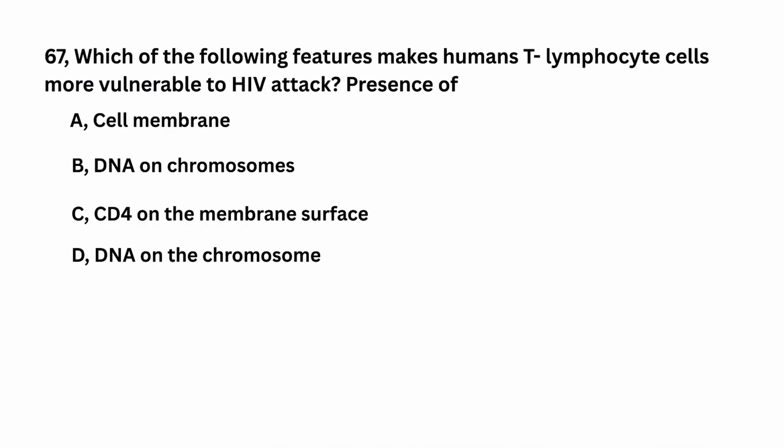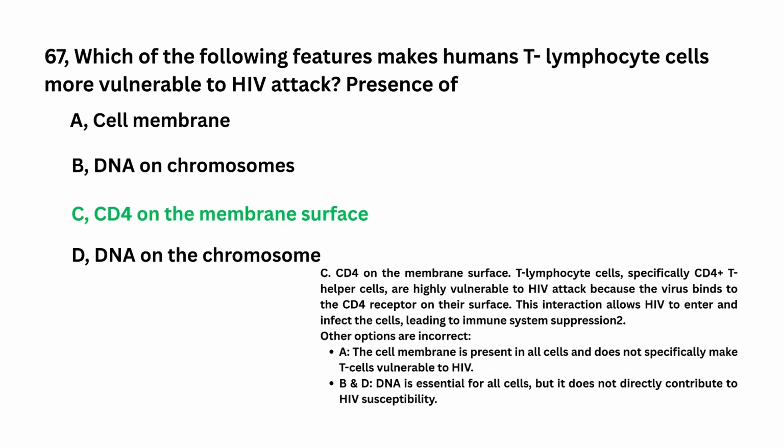Which of the following features makes human T lymphocyte cells more vulnerable to HIV attack? Presence of cell membrane, DNA on chromosome, CD4 on membrane surface, DNA on the chromosome. CD4 on the membrane surface is the answer.